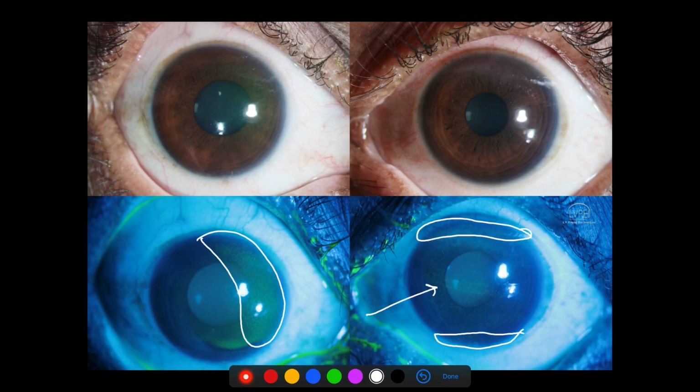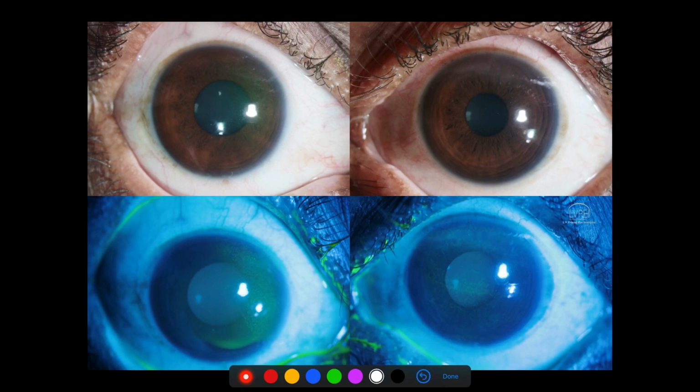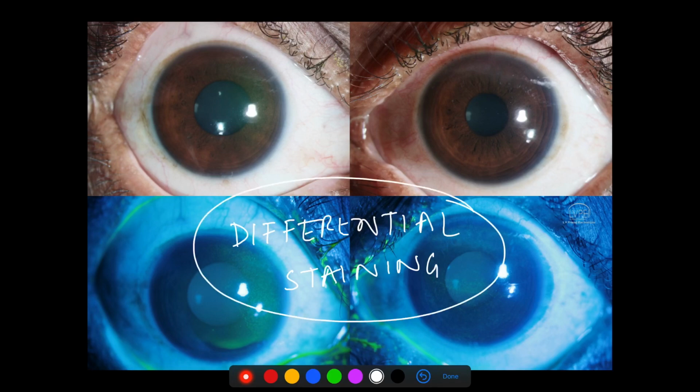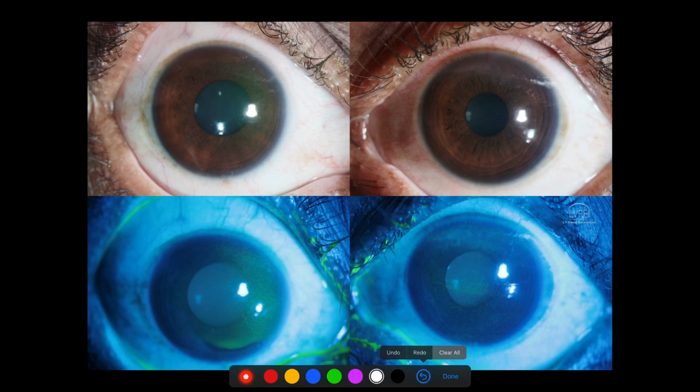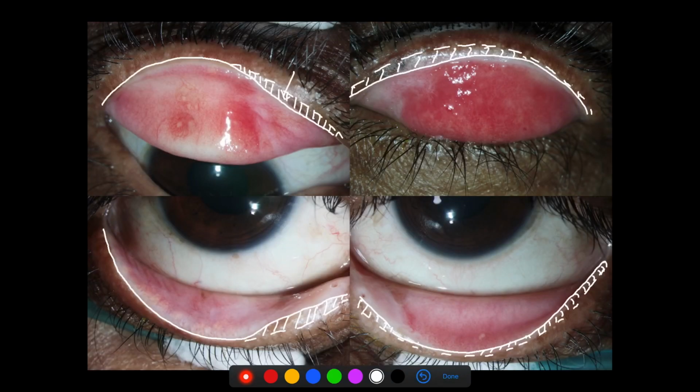And this staining pattern that you see here, which corresponds to the pathology on the lid, is what I like to call differential staining. So if you see differential staining, then you know that the keratopathy that you are seeing on the corneal surface is actually due to the lid pathology. All right. So now you know how to identify the mucocutaneous junction, and also how to identify if there is an abnormality in the mucocutaneous junction, if it has moved anteriorly or posteriorly. Mostly it moves posteriorly.